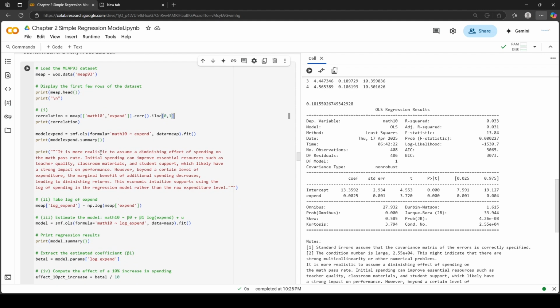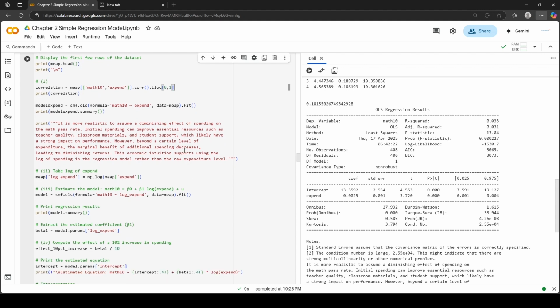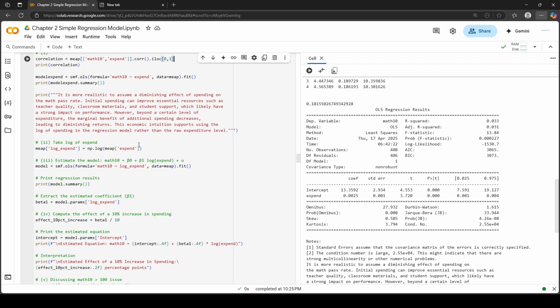Okay. However, it is more realistic to assume a diminishing effect of spending on the math pass rate, because initial spending can improve essential resources such as teacher quality, classroom materials, and student support, which likely have a strong impact on performance. However, beyond a certain level of expenditure, the marginal benefit of additional spending decreases, leading to diminishing returns. This economic intuition supports using the log of spending in the regression model rather than the raw expenditure level. So in the second part of the question, we are taking the log of expend.